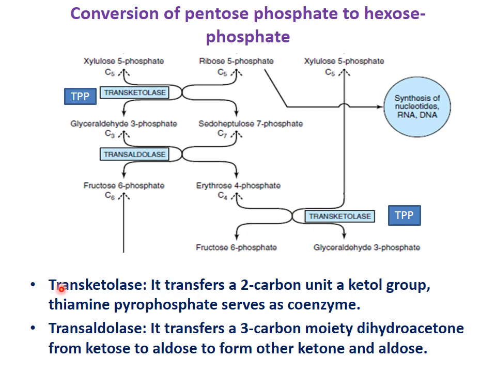So now the first transketolase transfers a 2-carbon ketol group, with thiamine pyrophosphate serving as coenzyme. So here xylulose 5-phosphate combines with ribose 5-phosphate to form what? These are 5 carbon, these are 5 carbon, so total are 10 carbon. So 7-carbon sedoheptulose 7-phosphate will form, and the 3-carbon glyceraldehyde 3-phosphate is formed.